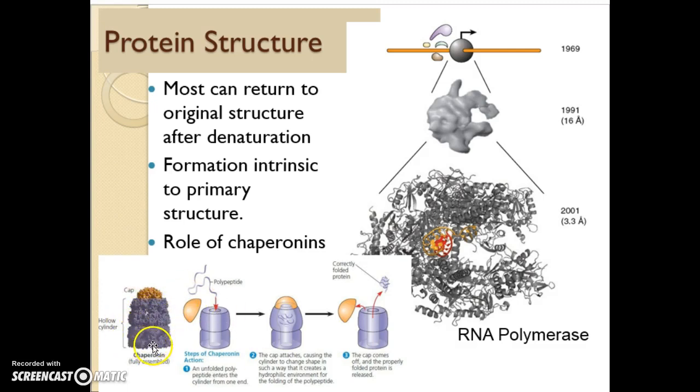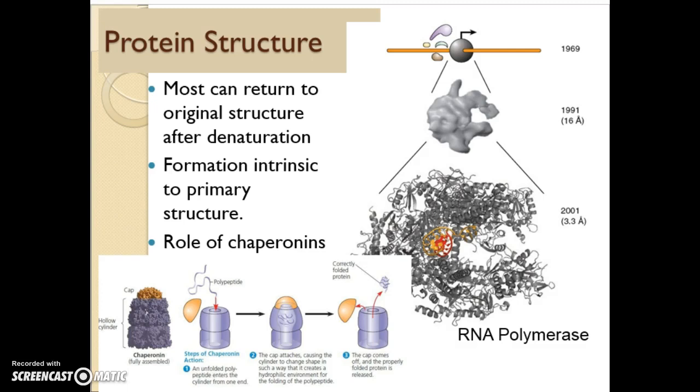This is a chaperonin. It has a cap region, and it's like a tube. So the polypeptide chain will go into the chaperonin and do its folding within. The cap goes back on, which causes the chaperonin to change its shape. And then the polypeptide, in some way, is being assisted within this structure to get into its final three-dimensional shape, or its tertiary structure.